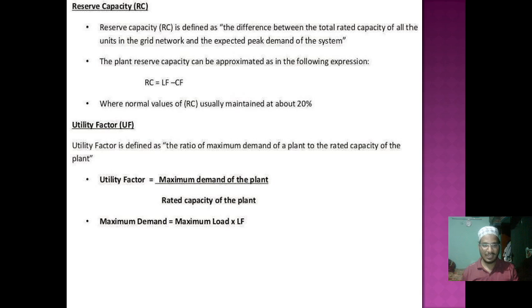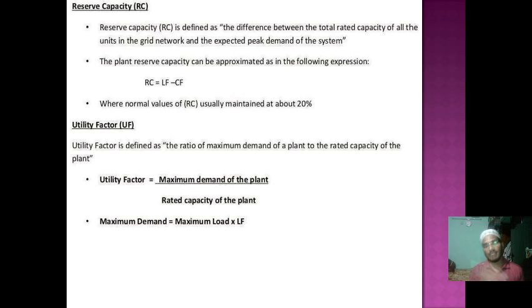How much load factor is acting on the power plant as per the customer level should be subtracted from the capacity level of the power plant. After that, whatever the remaining value is, that is your reserve capacity. If sometimes the demand goes beyond the capacity limit of the power plant, the reserve capacity will take the decision and balance the capacity.